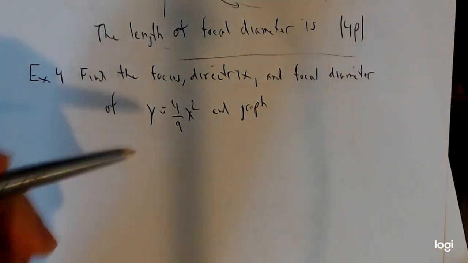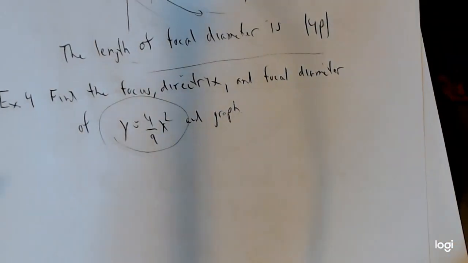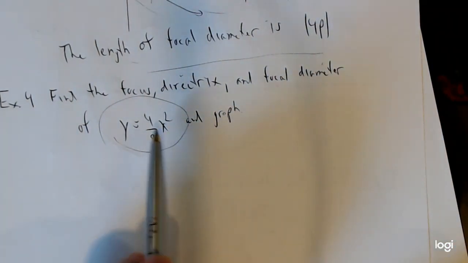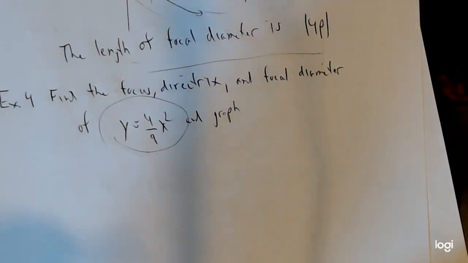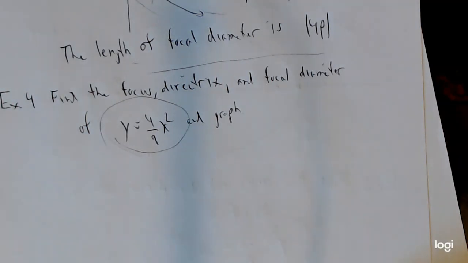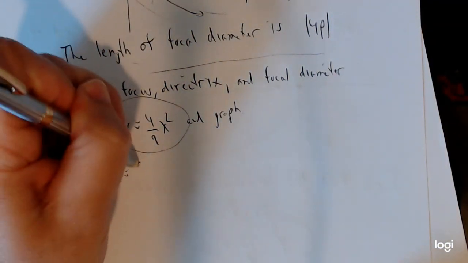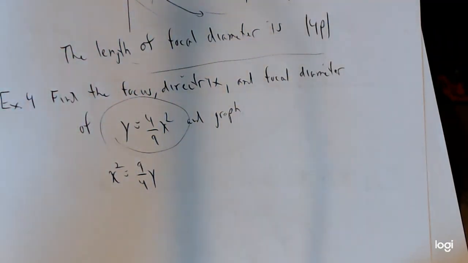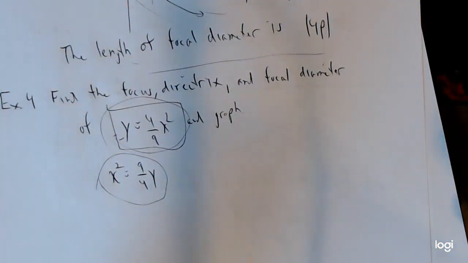So what I want to do is put this in the form that we've been working with in this class. So what is it that we know? We know that this is a parabola that opens up or down, and it definitely is going to be up because there's no negative here. But what is it that we know? y equals 4/9 x squared is the same thing as what? x squared equals 9/4 y. Once again, I'm just writing it like this. We don't have to. We can still work on it in this form. It doesn't make a difference, right?